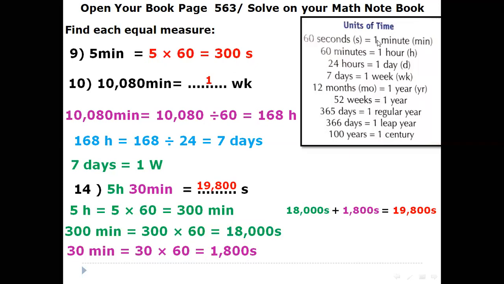That was our lesson. So I hope you get it well. Be careful in changing units. You should go step by step until you reach the unit that you want.